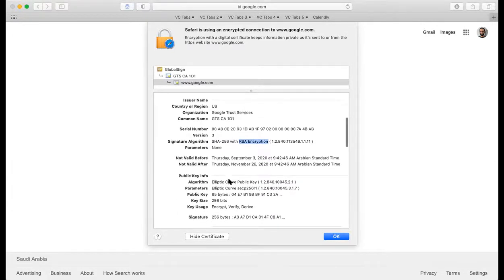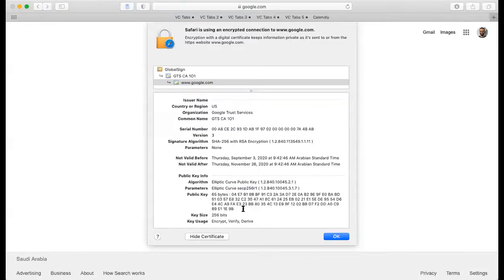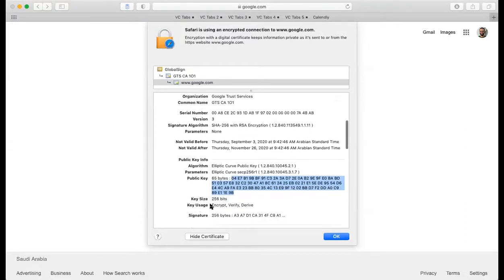What is the public key? It's an elliptic curve public key algorithm. The parameter is the following. This is exactly the public key, written in hexadecimal in 65 bytes. So this is the key size, 256. What do I use this key for? I use it to encrypt, to verify, and to derive data. Derive here means deriving other keys.